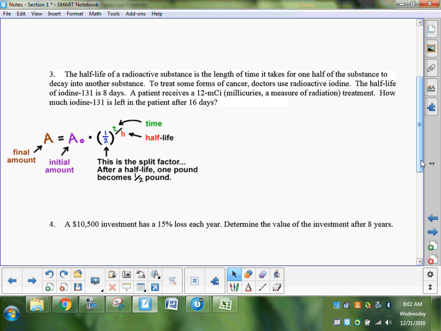In this case, a radioactive substance has a half-life, same thing that we just discussed. To treat some form of cancer, they use radioactive iodine. The half-life of it is 8 days. A patient receives 12, whatever those units are. How much is left in the patient after 16 days?